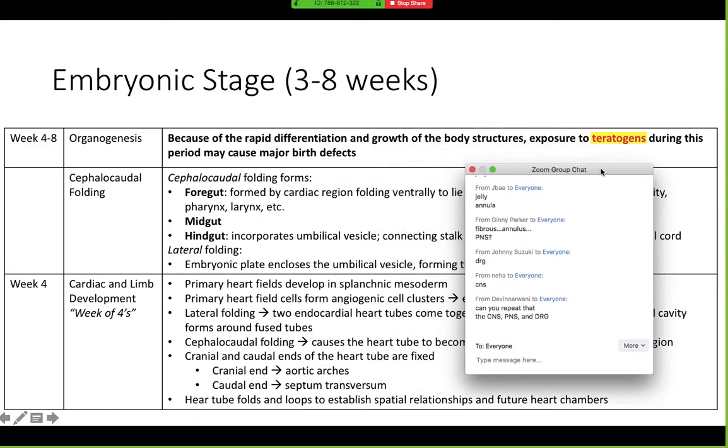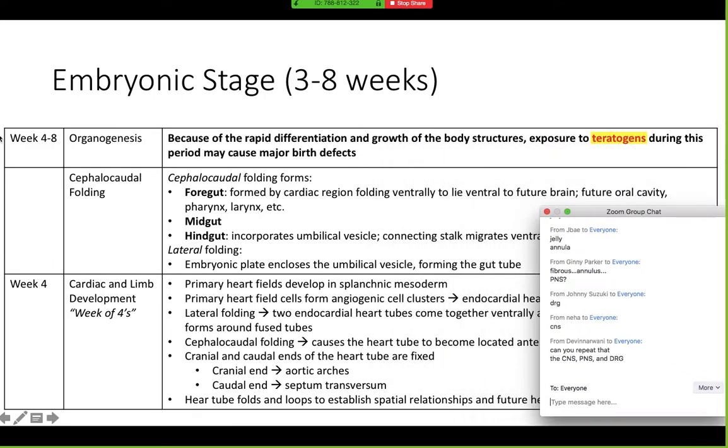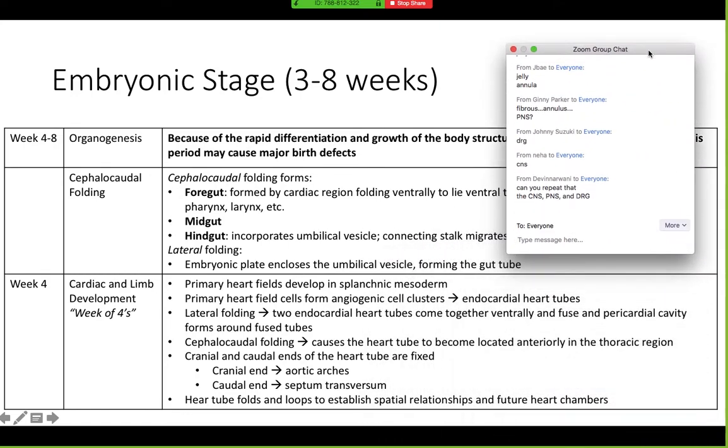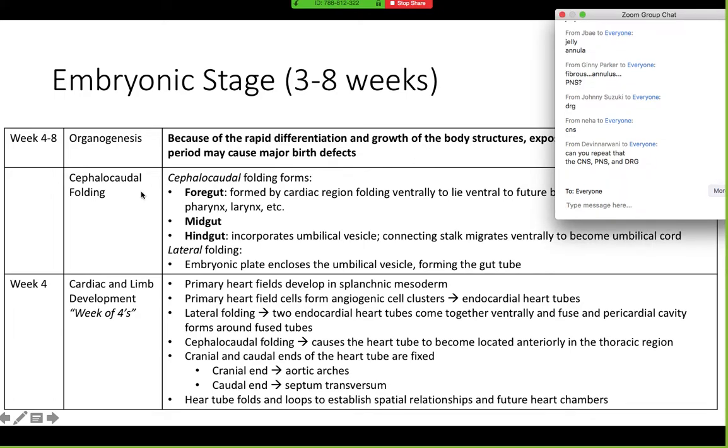So on this slide, you want to know that between weeks 4 and 8, when organogenesis is occurring, that's when the body, or the fetus, is most susceptible to teratogens. Okay, and those can lead to any major birth defect that you can think of. Just for time's sake, I'm going to skip over this. I don't really remember being asked anything about this on this exam, but you can read over that and just let me know if you have any questions, okay?